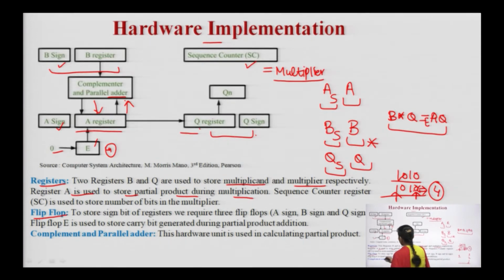Then we are using a complementer and parallel adder. This is used in calculating the partial product. Instead of using addition for all the registers, what the CU does is it takes help from the parallel adder and it performs the first partial product. Then the second partial product is formed, then the third partial product is formed. In a similar way, the partial products are then added with the help of this parallel adder.